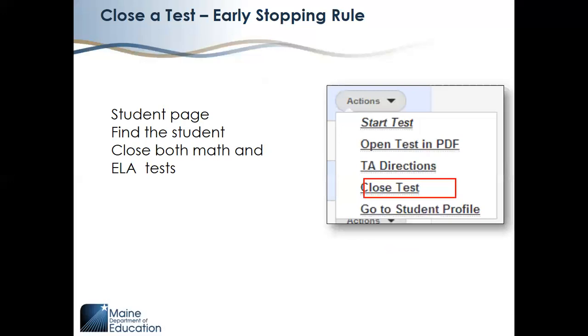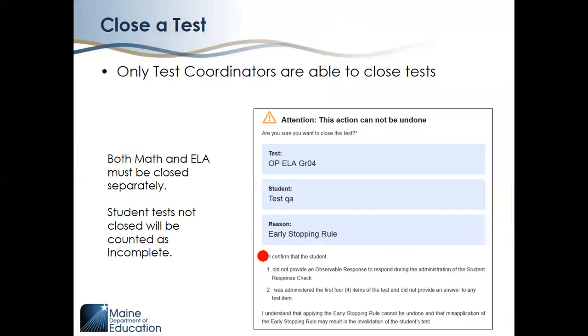Go to the student page, click on the action button associated with this particular student, and choose Close Test from the drop-down. Only test coordinators have permission to close tests in the MSAA system. The only test closure reason is the early stopping rule.